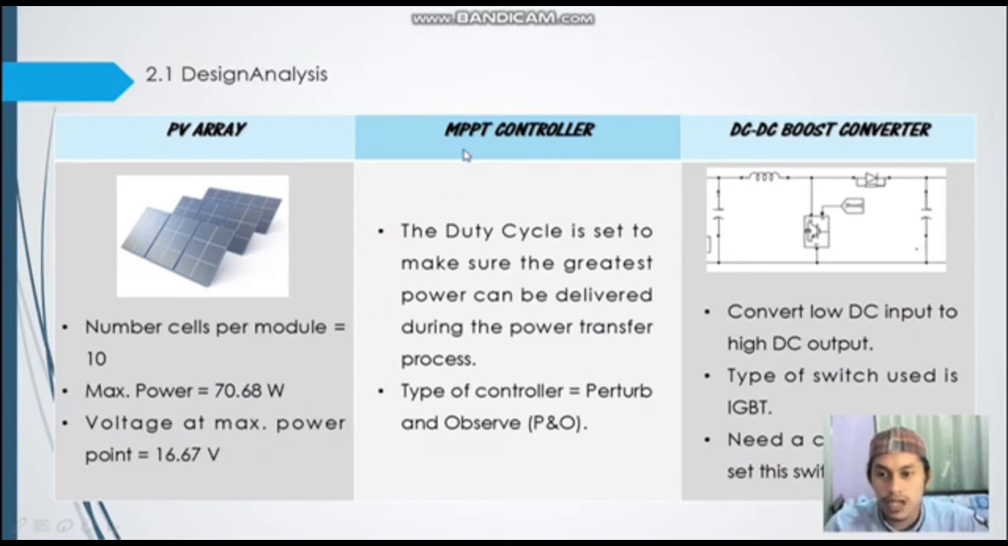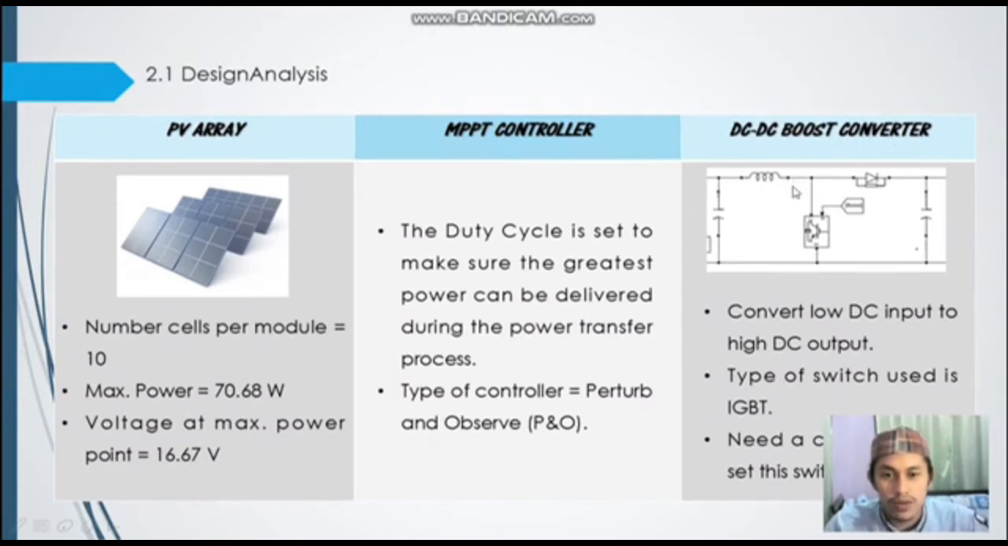Next is the MPPT controller. The duty cycle must be set to make sure the greatest power can be delivered during the power transfer process. The type of controller used in the MPPT is perturb and observe (P&O). The next one is the DC-DC boost converter. Its function is to convert the DC input to a higher DC output. The type of switch used in the boost converter is an IGBT switch.